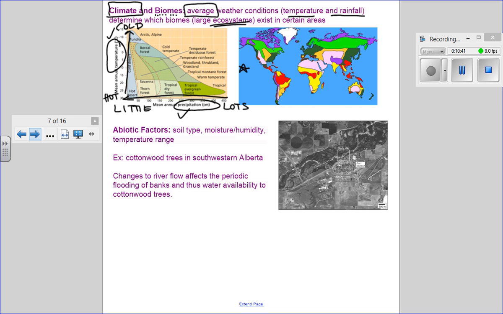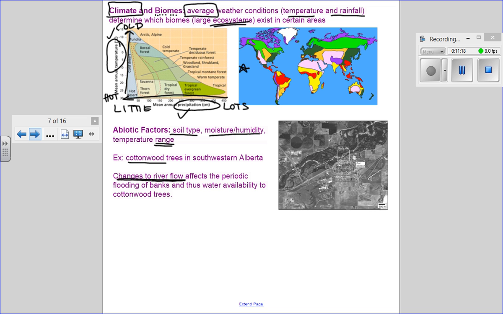Now, if we talk about other abiotic factors besides something that has to do with climate, we could be talking about soil type, or the moisture or humidity available in the soil, and temperature range. So not necessarily what temperature is it right now, but how the temperature changes throughout the year. I'll give you an example of how abiotic factors affect something here in our province. There are trees called cottonwood trees. And what happens is that they grow on the banks of rivers.